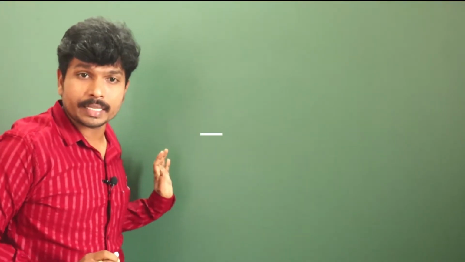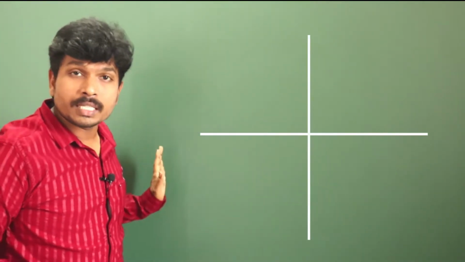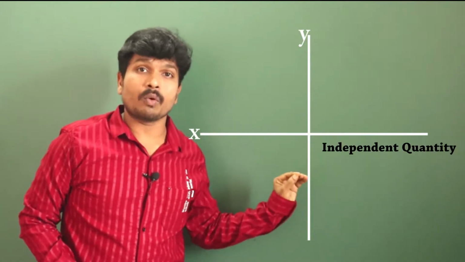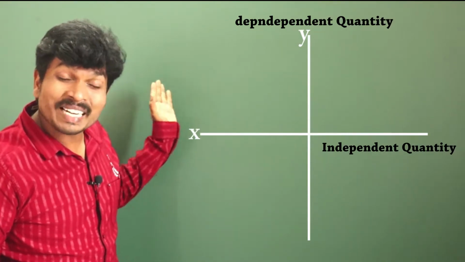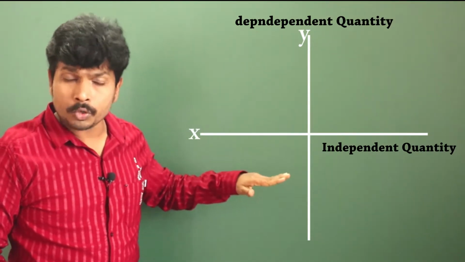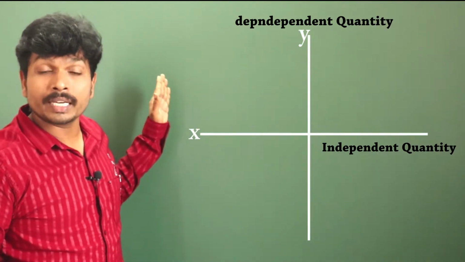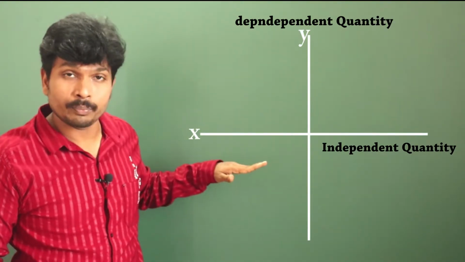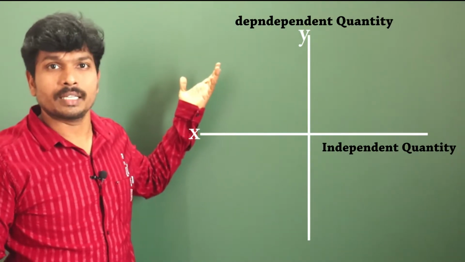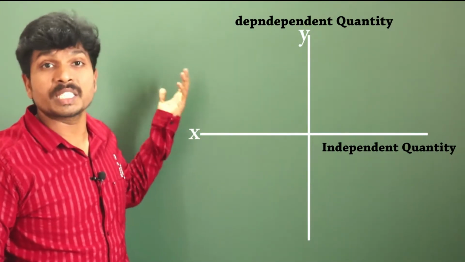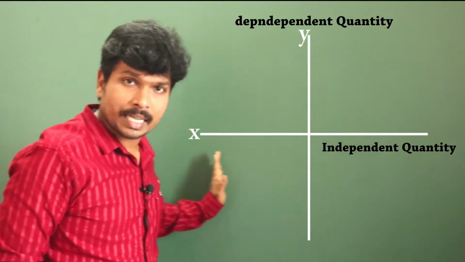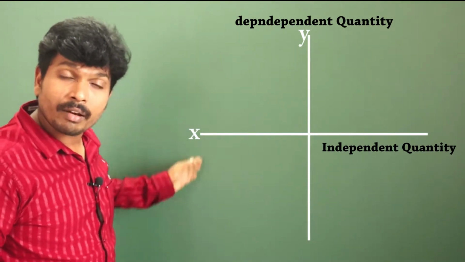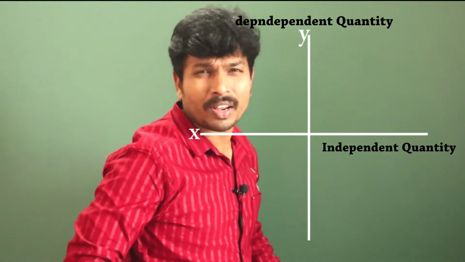Here you have two quantities. One is x, another one is y. This x is called the independent quantity and y is called the dependent quantity. That y value depends on x. Suppose you take x as time, and y as velocity. With respect to time, we can find the velocity. Otherwise, one is time and another one is displacement. So quantities like that are there. Generally we take the x-axis as the independent quantity and the y-axis as the dependent quantity. That is our convention.